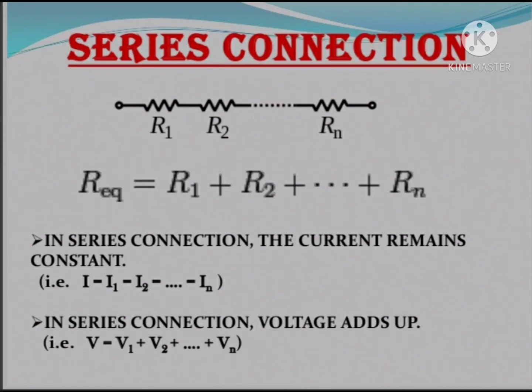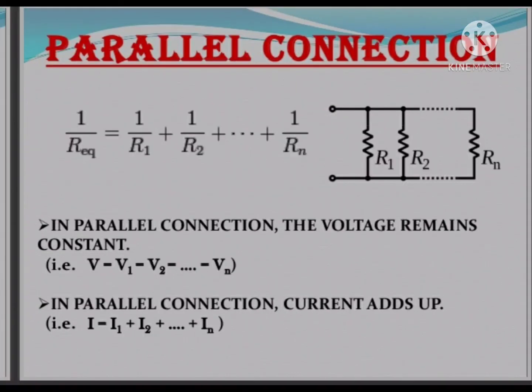The second point is series connection of resistors. These are the series connection of resistors like R1, R2 to Rn. The equivalent resistance is R1 plus R2 plus ... plus Rn. In series connection, the current remains constant, and the voltage adds.